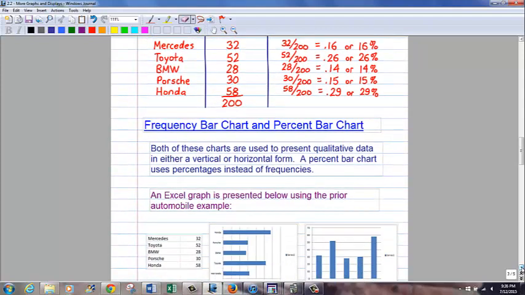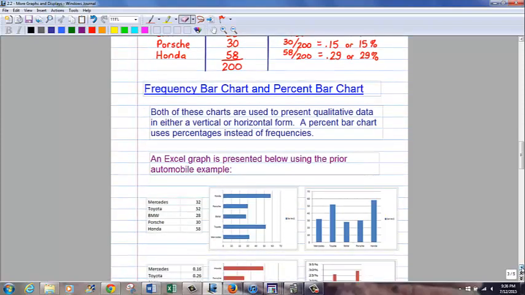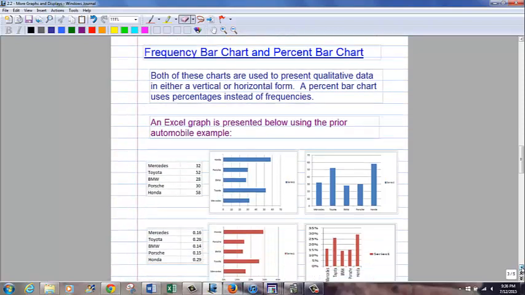And that brings us to what's called a frequency bar chart or a percent bar chart, or I just call them regular bar charts. Unlike histograms, which are a special bar graph that have to be vertical, where the bars have to touch, and are based only on quantitative data, this can be used for qualitative data. The bars don't need to touch. They can go sideways. They can go up.